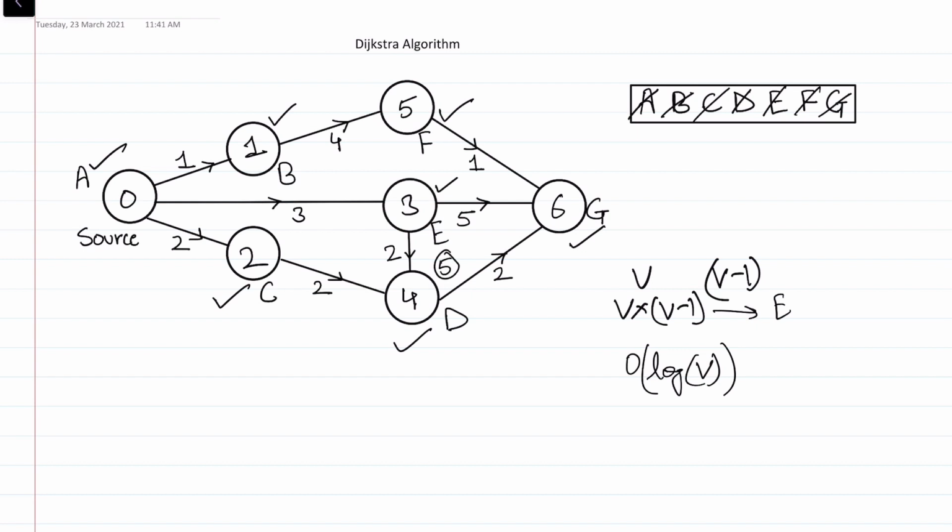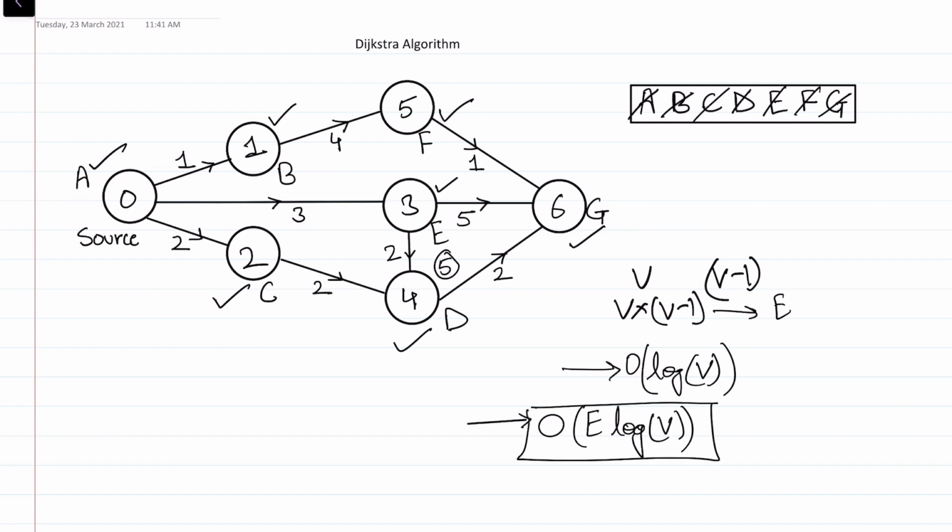Now in order to find the time complexity of the Dijkstra algorithm, we just multiply the total number of edges with this time complexity, which becomes E log V order. This is the time complexity of Dijkstra algorithm.